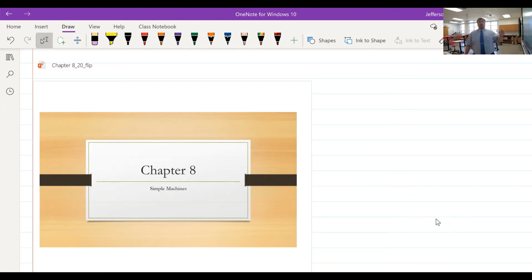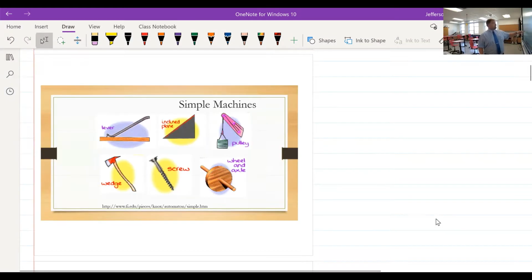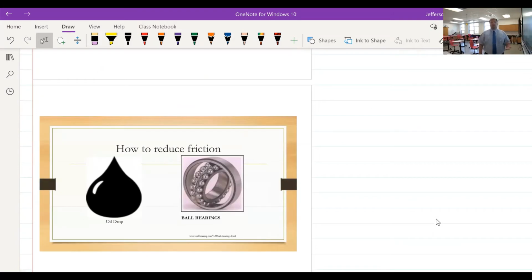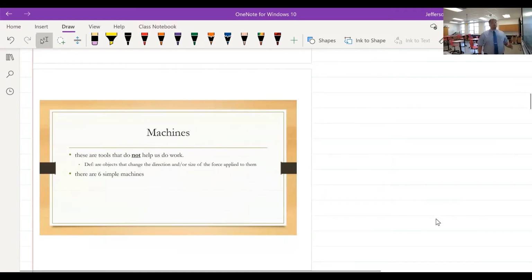But in Chapter 8, we're going to look at simple machines. And again, you should remember this from 8th grade physical science. The simple machines, there are 6 simple machines, and we'll talk about these in a second. And we're going to talk about how to reduce friction and why friction is kind of the enemy in these machines. Okay?